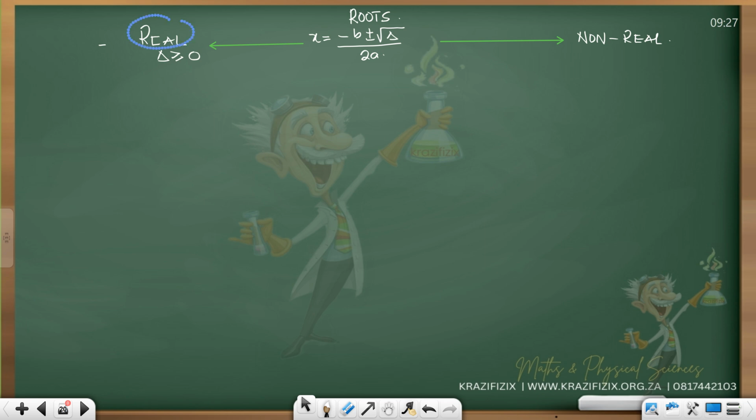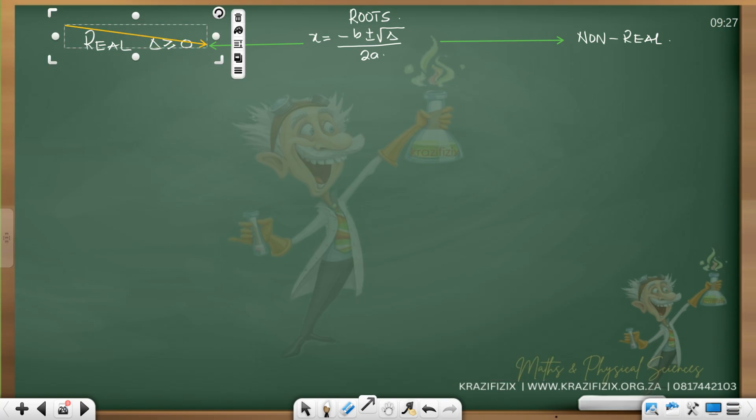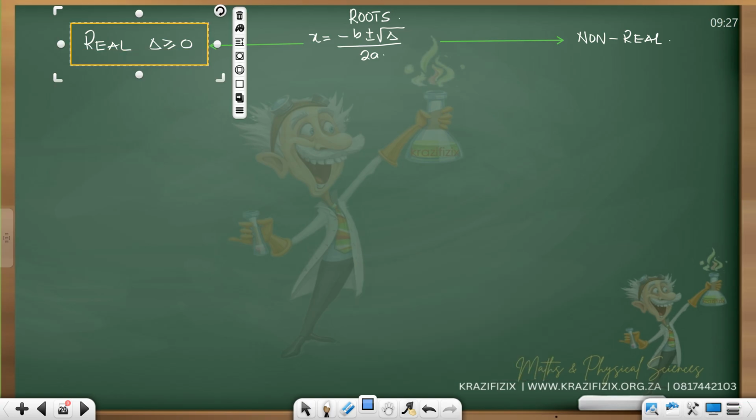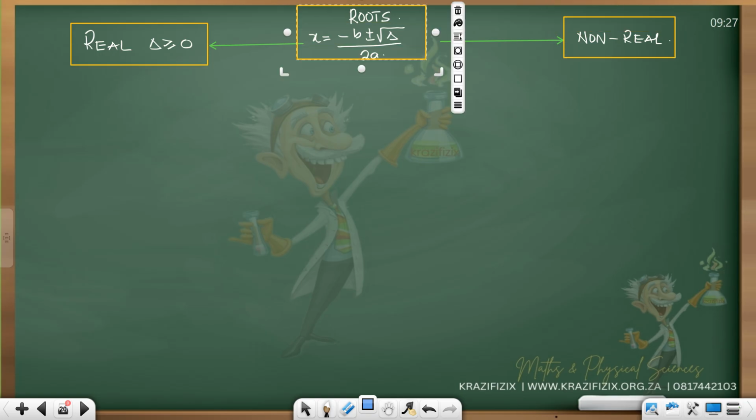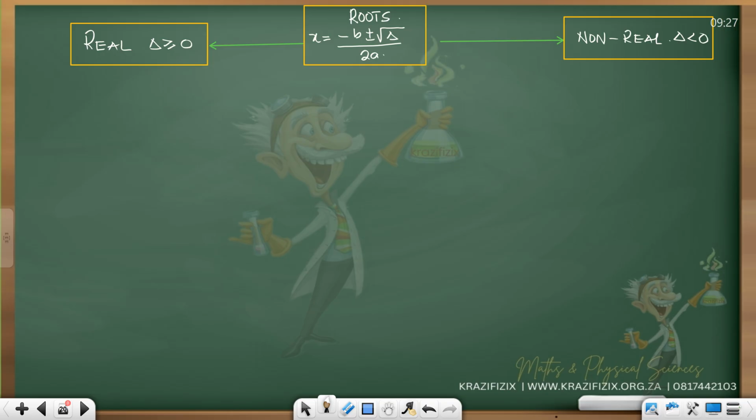I want to put everything that we've said together and add one or two. Roots would either be real or non-real, and we saw what it means to be real. Then we'll start picking information from this flow chart. Roots are either real or non-real. For it to be non-real, what is the condition? The discriminant must be less than 0.